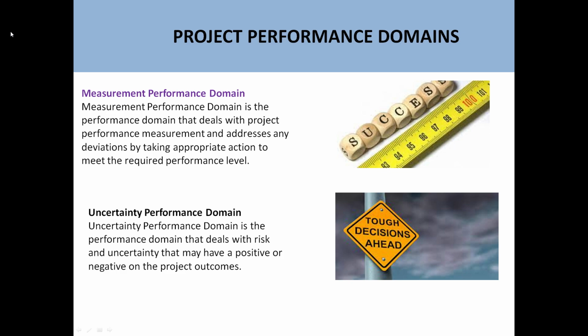So when we talk about uncertainty, uncertainty is basically a risk factor. As per the PMBOK Guide 6, uncertainty means not being sure about what will happen, a gray area. And every risk has a positive or a negative impact on the project.